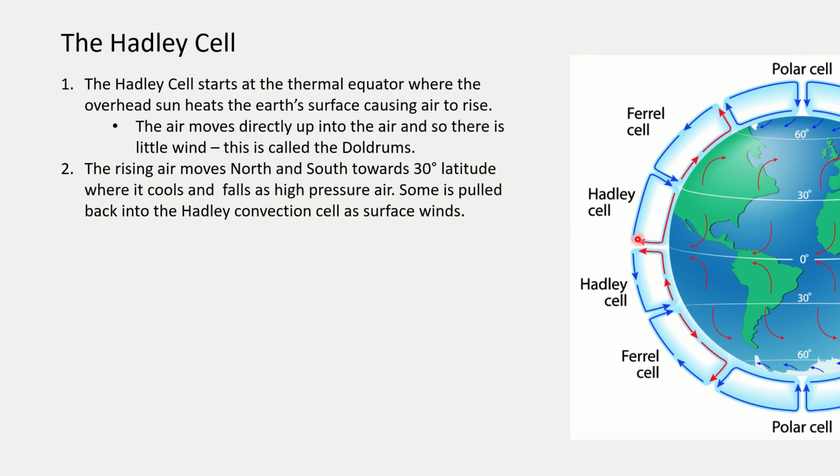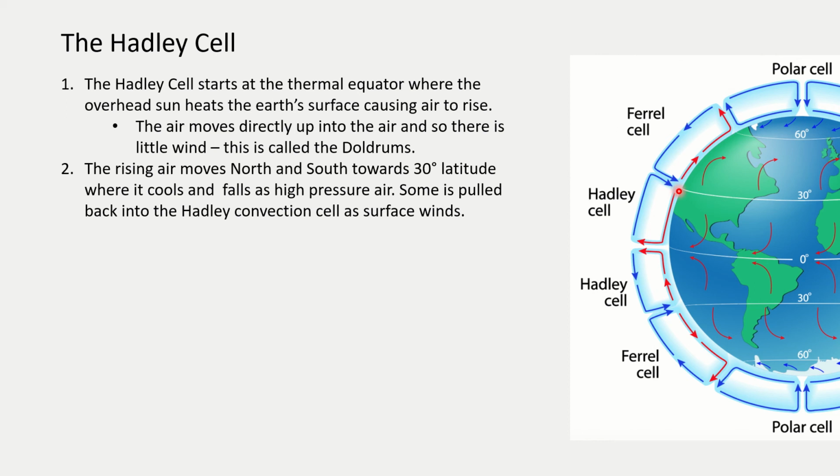The rising air doesn't just rise off into space, that would be a disaster for all of us. Instead, it's forced to spread. Some of it spreads south into the southern Hadley cell, but we're not going to worry about that. We're going to concentrate on the northern cells. And it spreads north. And as it does so, it cools and it falls because cool things sink. And the cool air sinks as high pressure air at the 30 degrees subtropical high. It's called the subtropical high because it has cool, high pressure air falling upon it.